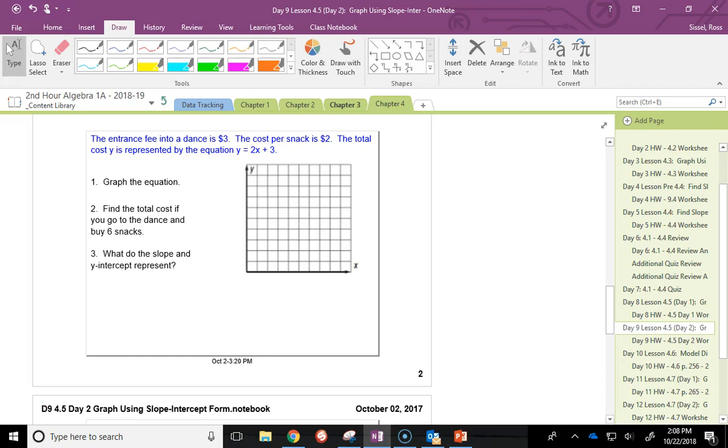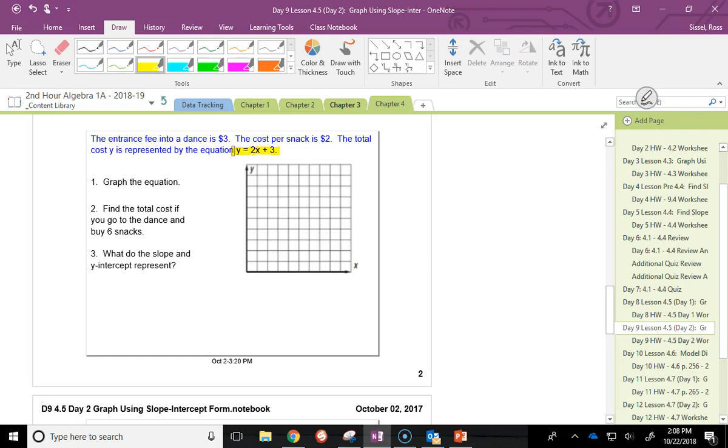So we're reading this one, and it says, the entry fee to a dance is $3. The cost per snack is $2. The total cost y is represented by the equation y equals 2x plus 3. So that's nice that they gave us the equation. We didn't have to think about it.